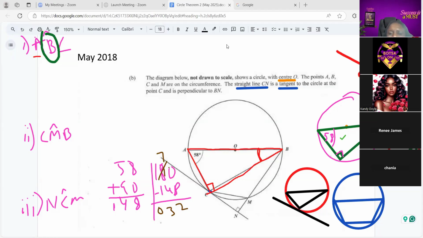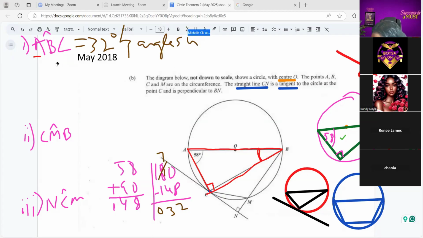Okay, so moving on. Wait, I'm not finished yet. I forgot to write it here. So the answer is 32 degrees, and you have to give a reason for the next mark. So what did I use? Angles in a semicircle. Okay, good practice.